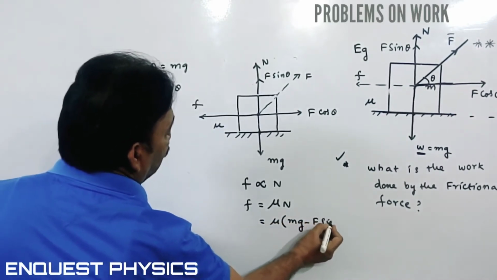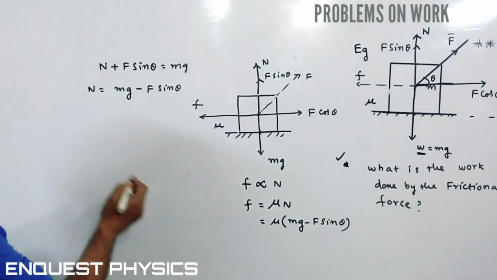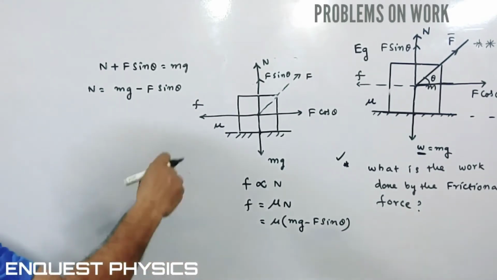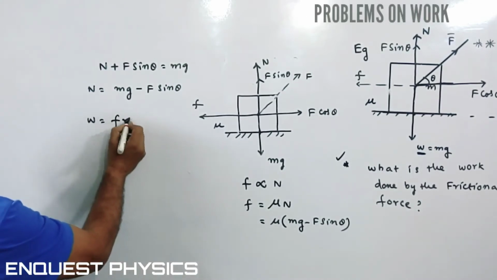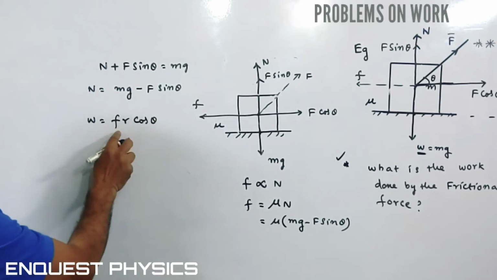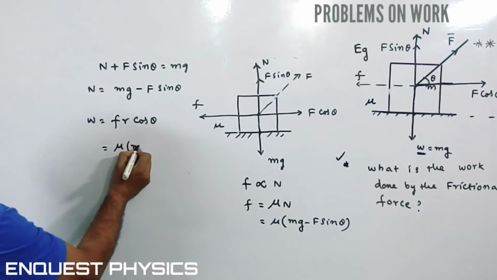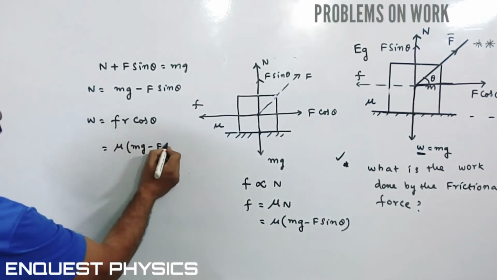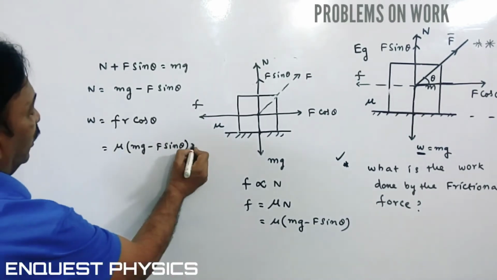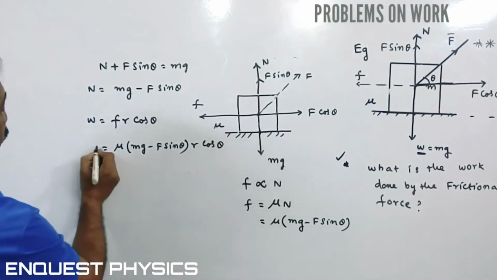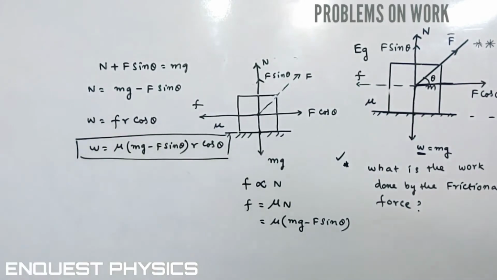minus F sine theta. Okay, students, then we need to find the work done by the frictional force, that is W is equal to F r cos theta. Here the force is the frictional one, that is mu of mg minus F sine theta, into r cos theta. It is the amount of work done by the frictional force.